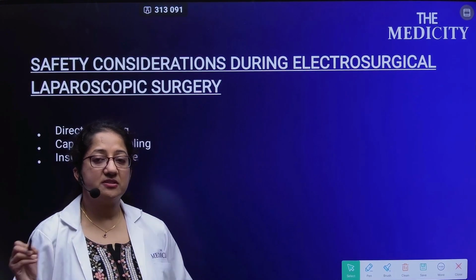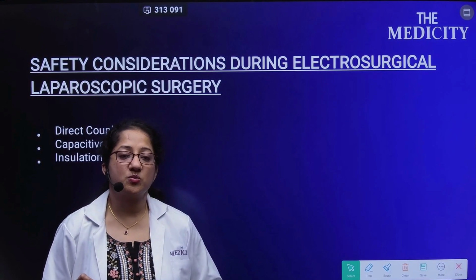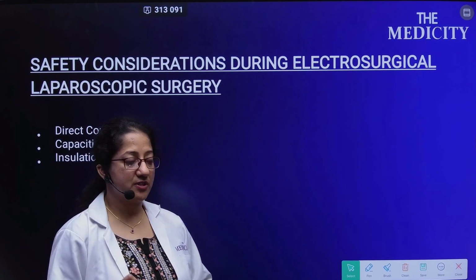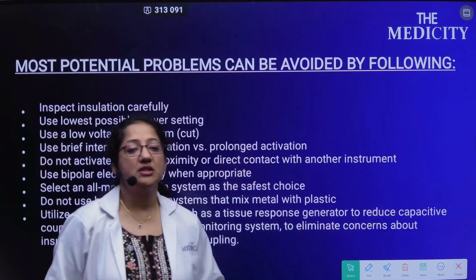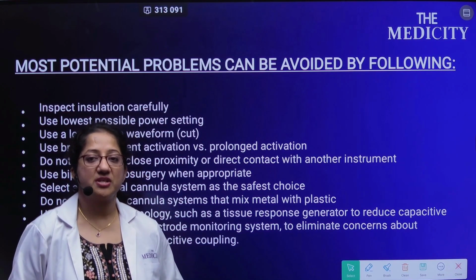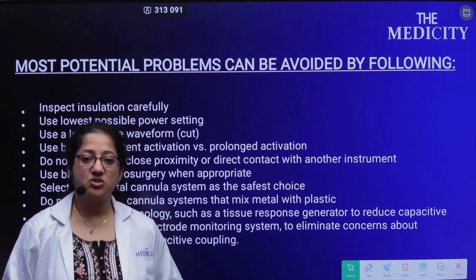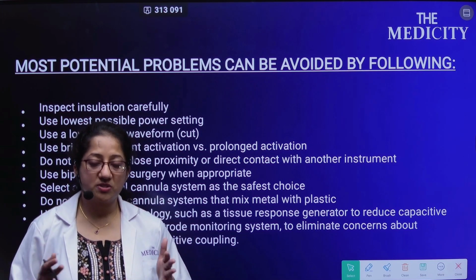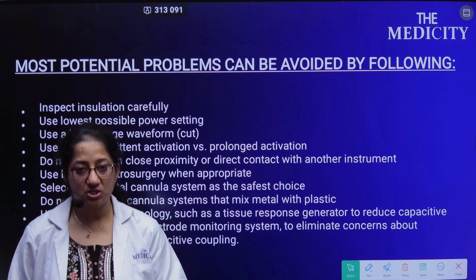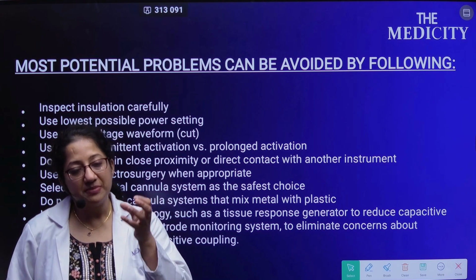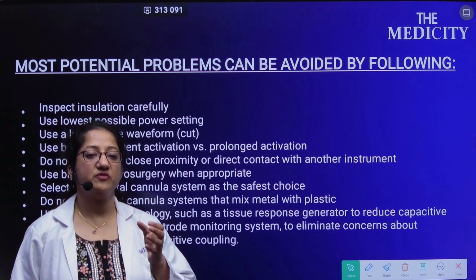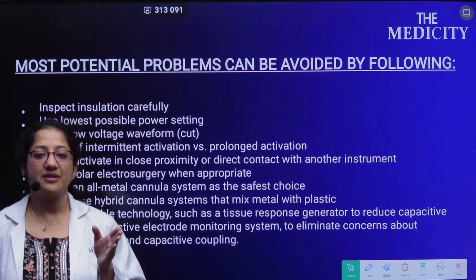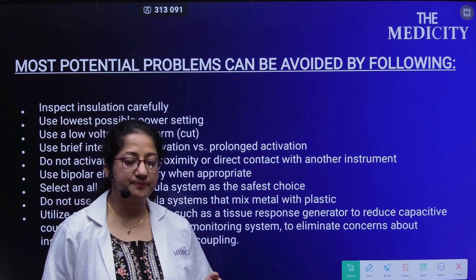Safety considerations during electrosurgical laparoscopic surgery involve direct coupling, capacitive coupling, and insulation failure. Most potential problems can be avoided by inspecting the insulation carefully and using the lowest possible power setting, because at the lowest possible power setting, coagulation is better and the tissue gets completely coagulated and then it gets cut. We use low voltage waveforms to cut, and use brief intermittent activation versus prolonged activation.